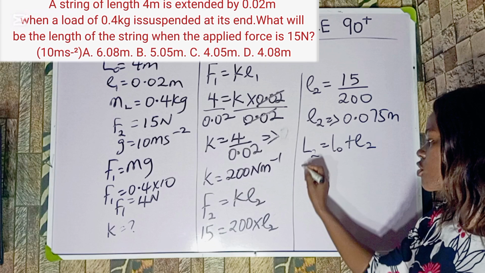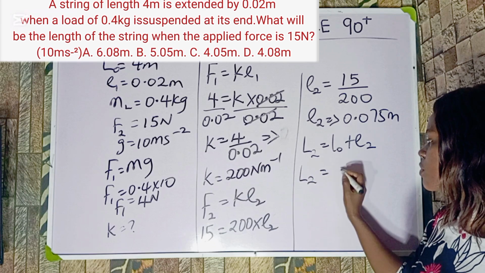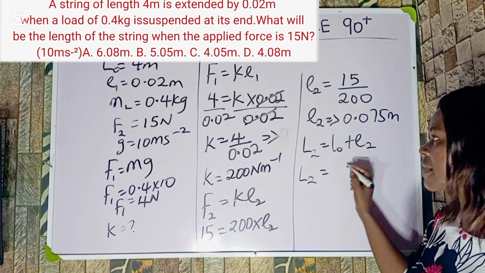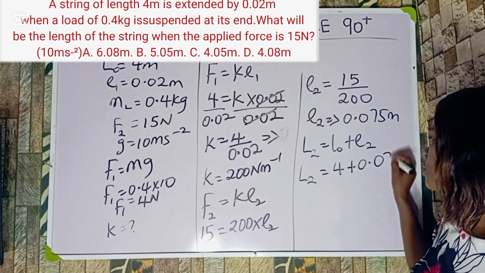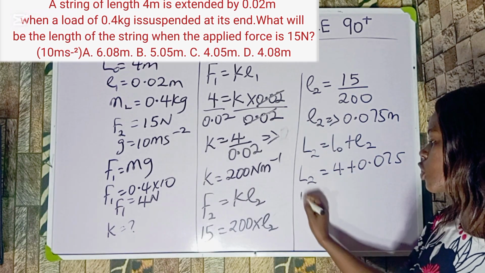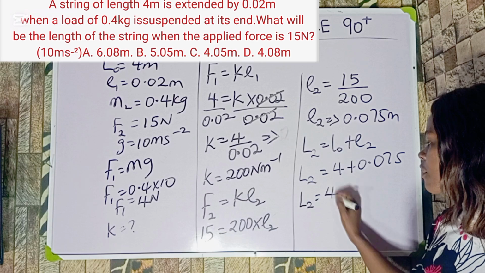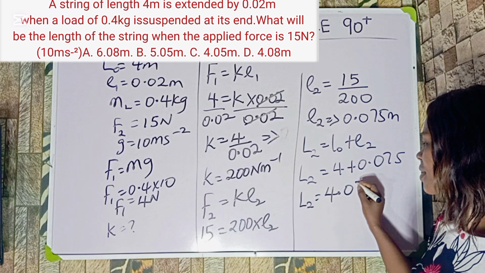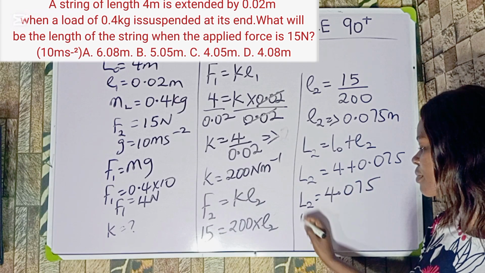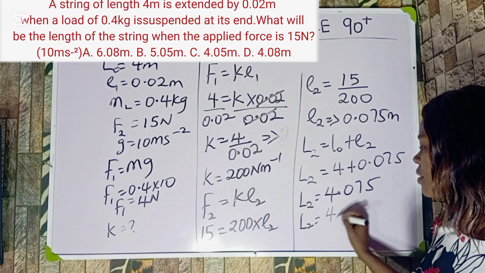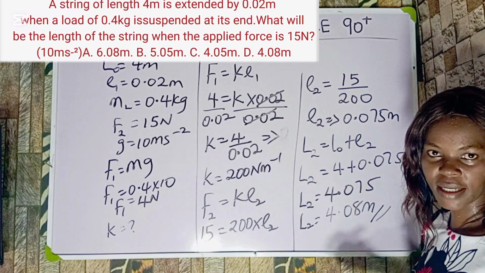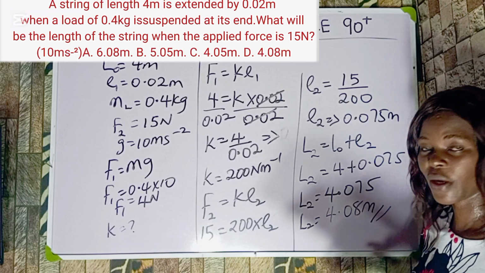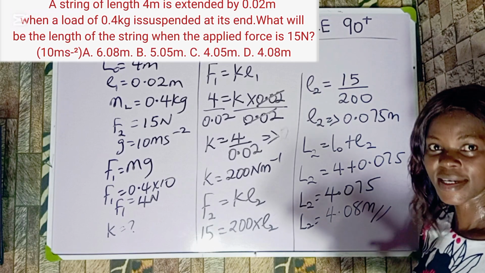Now for us to get the length when the force applied is 15 Newton, we are going to add this extension to the original length. For us to get L2, we say this is L0 plus E2. Is that clear? So my new length is equal to my original length, 4, plus 0.075, which will give me 4.075, approximately 4.08 meters. Is that clear? And from what we've got, the correct answer is option D.